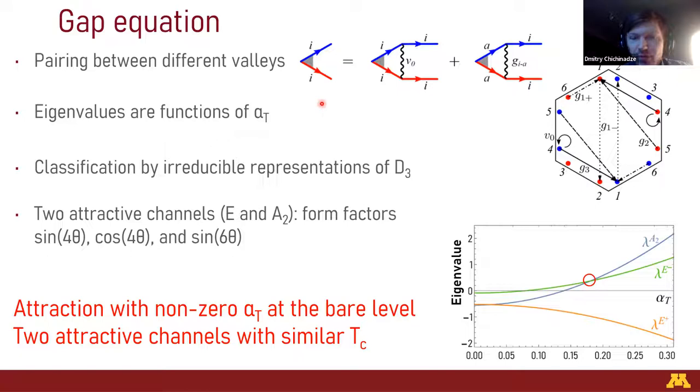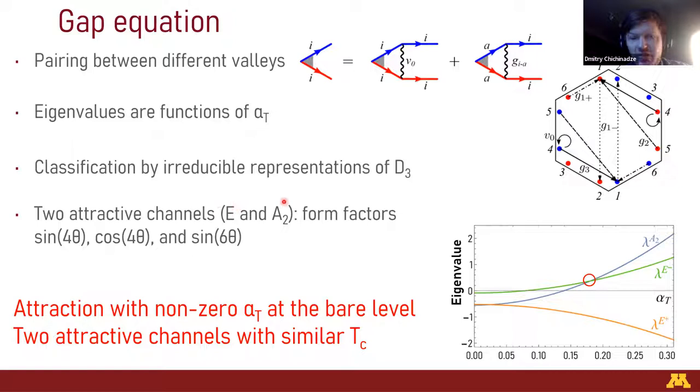Therefore, the structure of those equations is severely simplified. And then we can solve for our eigenvalues and eigenfunctions. The eigenvalues will be functions of this parameter alpha T, which gives us a way of understanding what this alpha T actually promotes. We classify all the channels by means of irreducible representations of the point group D3. And essentially what we get is that depending on this alpha parameter, we can get two channels being attractive. And these channels are the two-component irreducible representation E and a single-component irreducible representation A2.